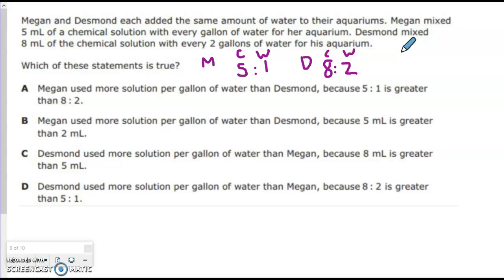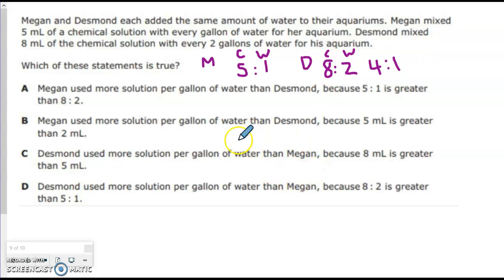So we can't really compare the way it's written right now because she's mixing with 1 gallon of water, he's mixing with 2. But we could easily divide this ratio by 2 and get that he's mixing 4 milliliters of chemicals with 1 gallon of water. So now we can compare 5 milliliters to 1 gallon, 4 milliliters to 1 gallon. Megan is definitely using more solution.